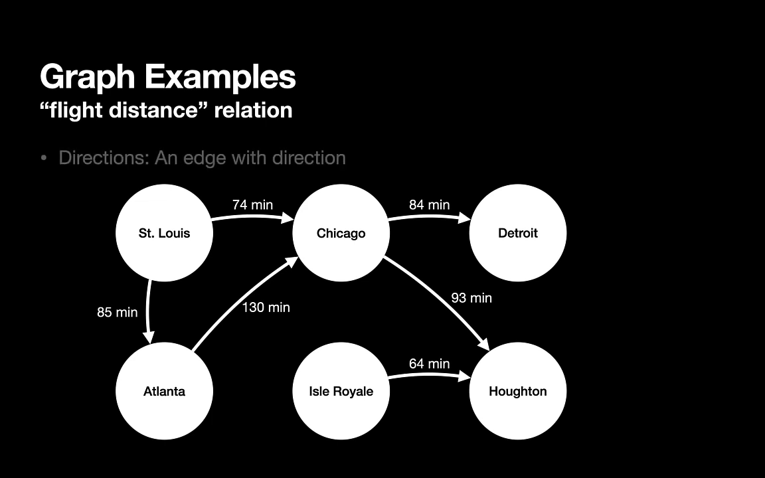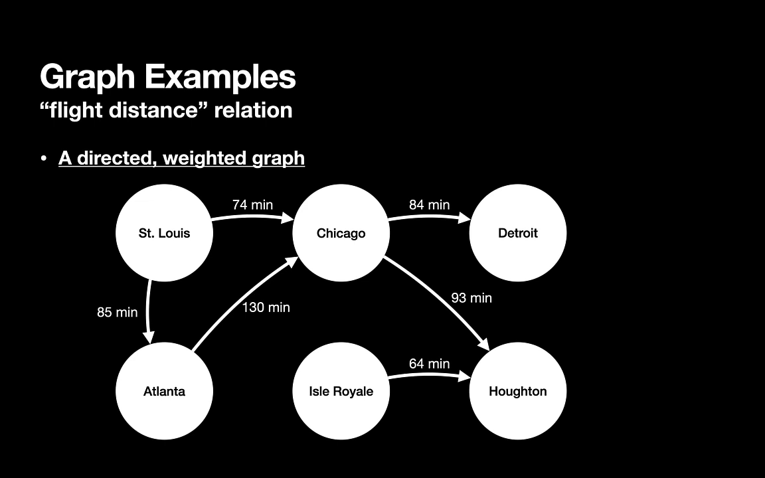Okay, so the directions are an edge with a specific direction. So this represents a directed graph. Okay, if the edges have directions, it's considered a directed graph. As we saw with the social network graph, sometimes the relationship just doesn't really have the concept of a direction. Here, there's clearly a concept of a direction, a start and a stop.